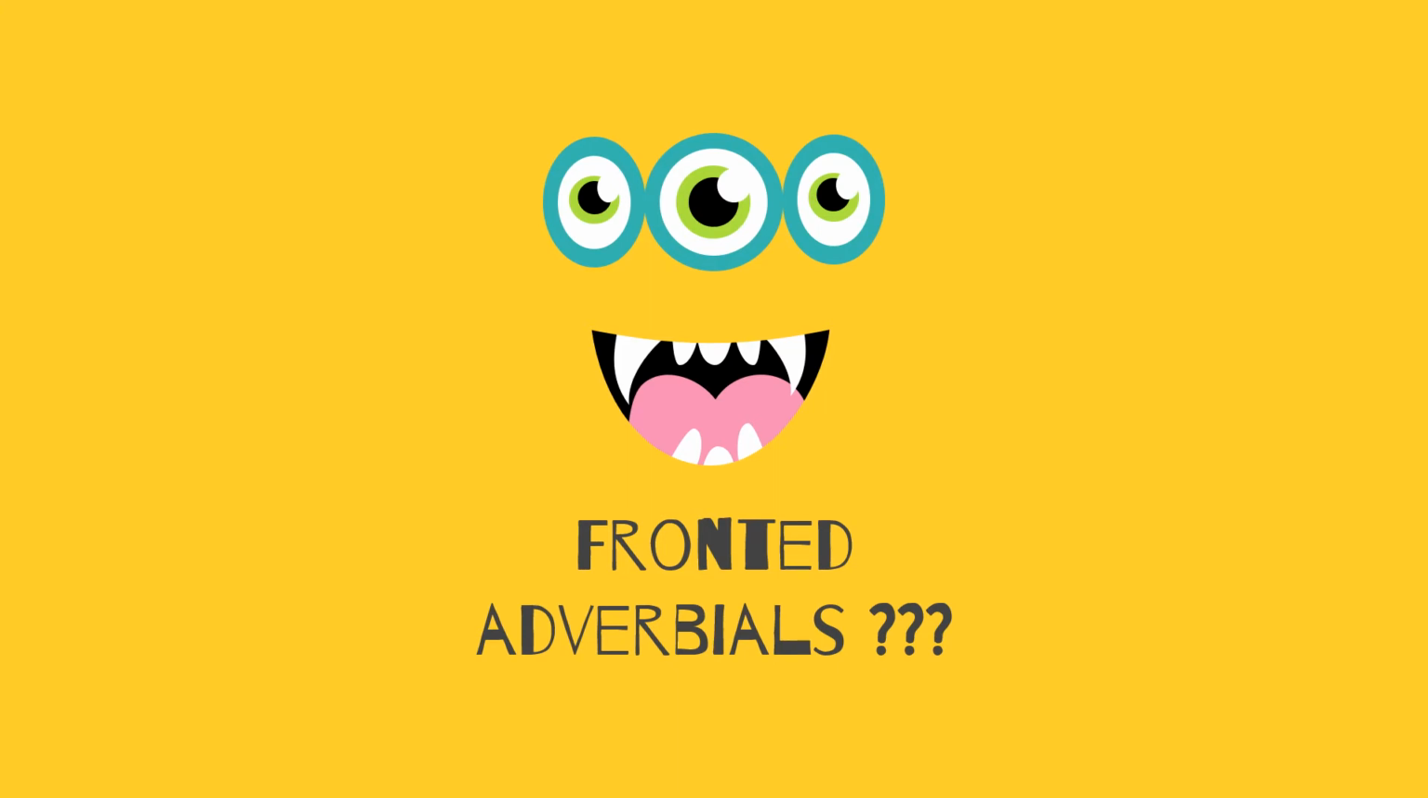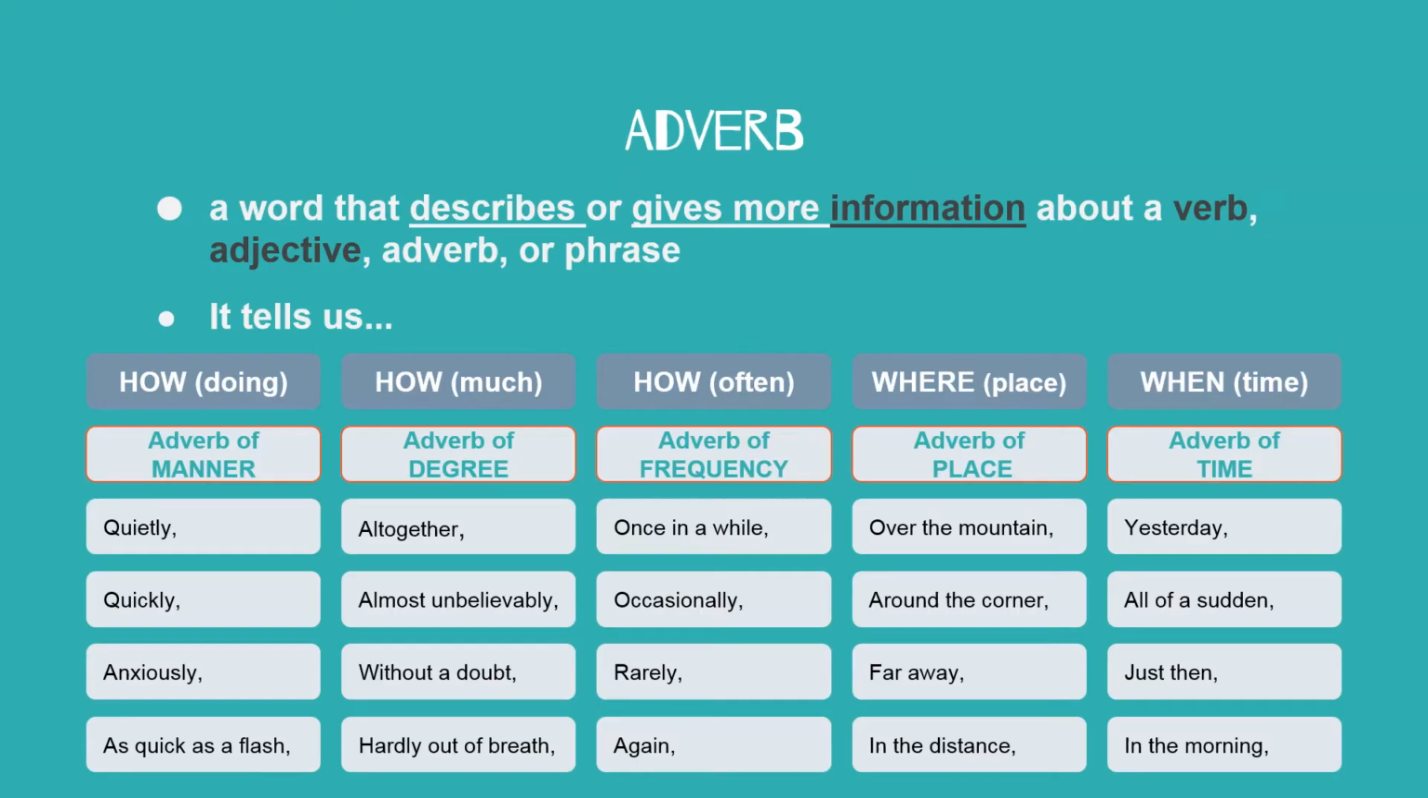So, what is a fronted adverbial? Why do we use them? Adverbials come from the word adverb. An adverb is a word that describes or gives information about a verb, adjective, or phrase. It tells us how we are doing things, how much, how often, where, and even when.